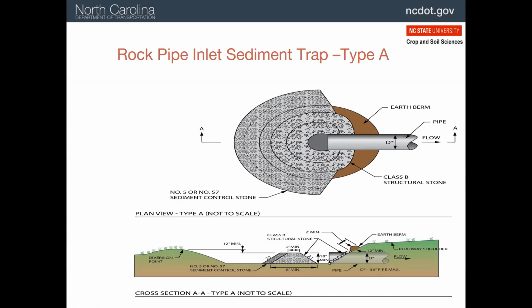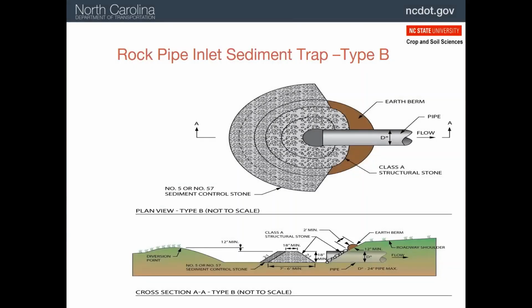And again, that is set up with an area for settling the sediment so that it doesn't get into the pipe. And then the Type B uses the Class A stone, smaller stone, also with 1 foot of gravel on it, and also a settling area outside of this ring around the culvert.